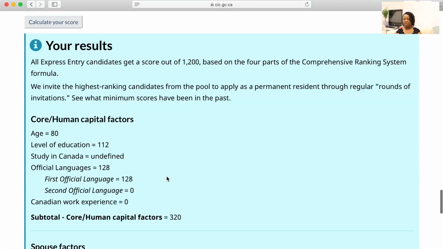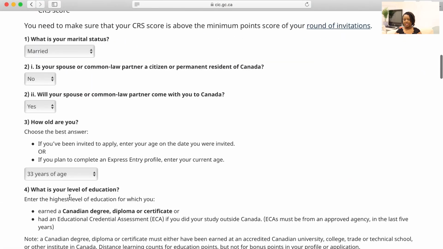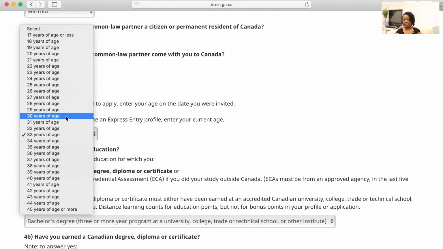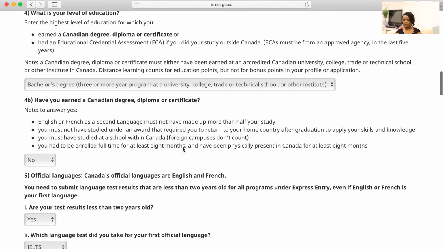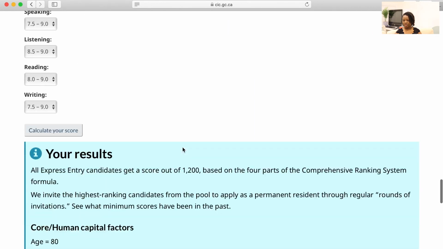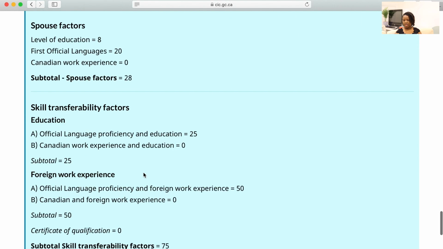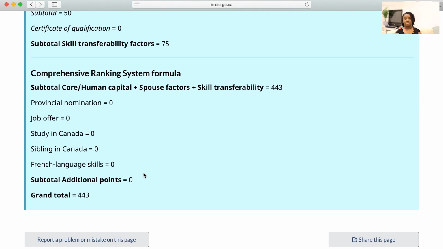But this is just to show you how much a difference in age can make. So let's just go back up and switch them to like age 30, or let's say age 29, because that's usually here, and calculate. Okay, so you can see that that automatically bumps you up to 443 points. So if you're 40 and above, you definitely want to look at other alternatives.